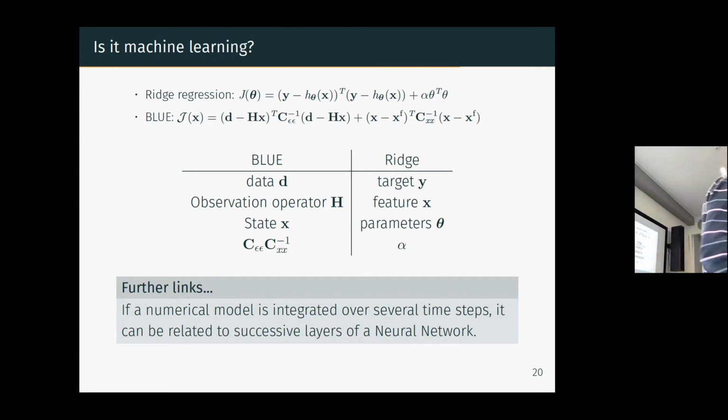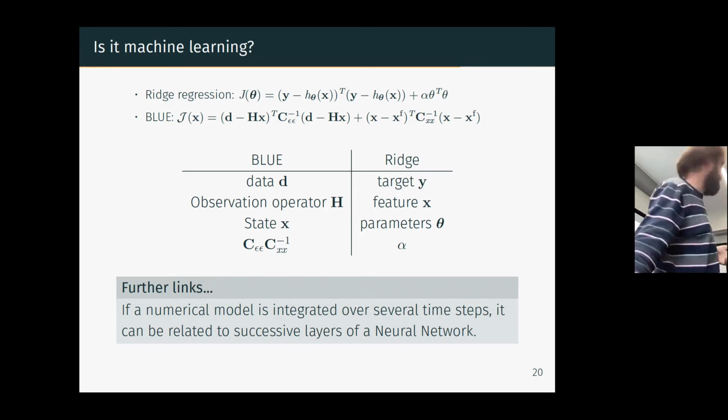There are also some other ones, because when you do the ensemble Kalman filter, you integrate a numerical model over time. So you can see this model as similar to a neural network with several layers. There are a lot of papers that make that point. Okay. Question about that? So basically, we could say that data assimilation is like one type of machine learning, because you have data and you learn something from the data.